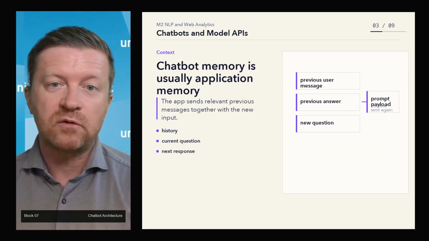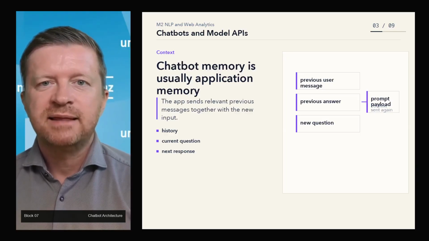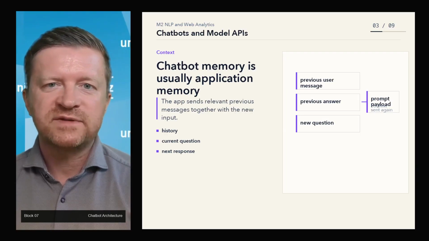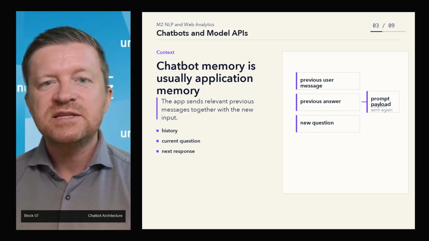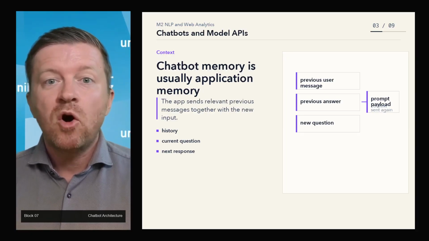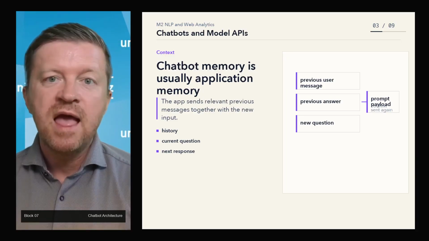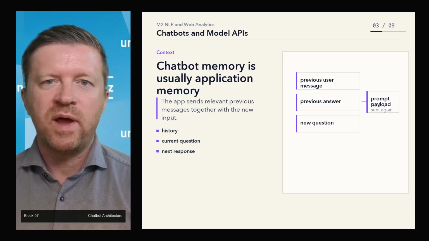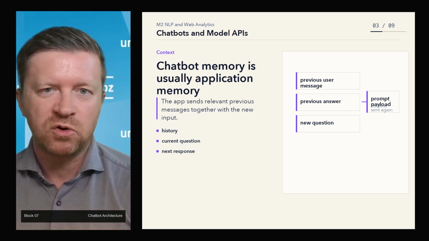The model itself does not automatically remember everything in a human sense. The application sends relevant conversation history along with the new user input. That history gives the model context for the next response. So when the model appears to remember that we were talking about the university, that behavior is produced by the way the application passes previous messages into the next model call.